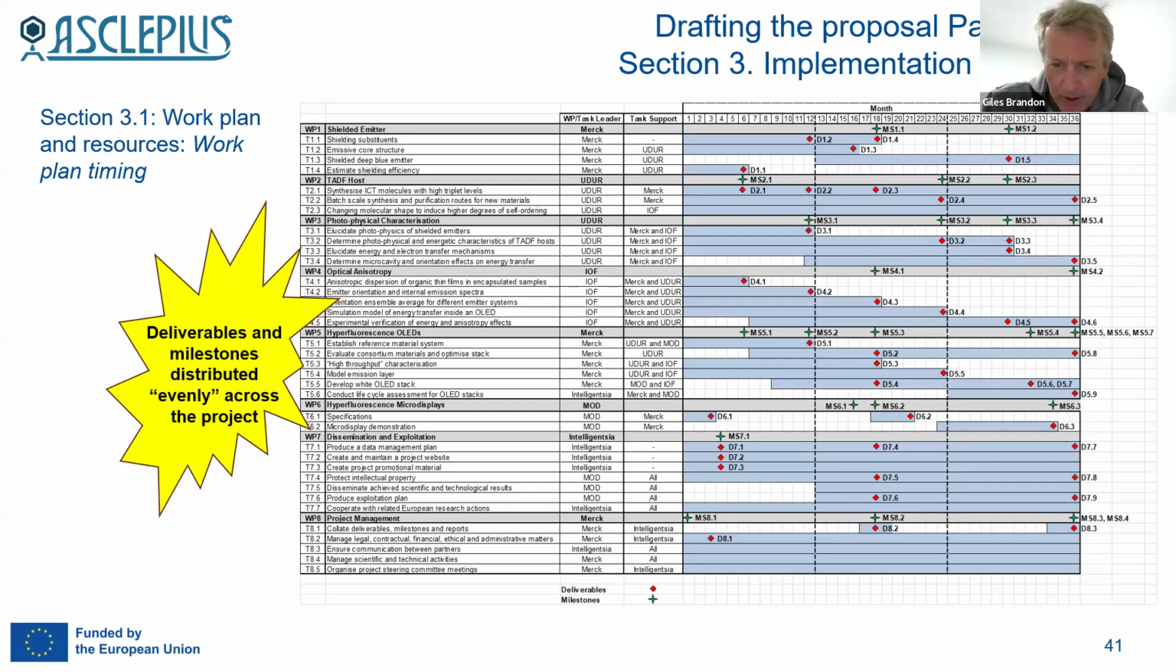Perhaps my one comment with this particular Gantt chart, this timing, I think we got a bit carried away with the number of deliverables. Possibly we could have got away with a bit fewer, but anyway, it's good for illustrative purposes.